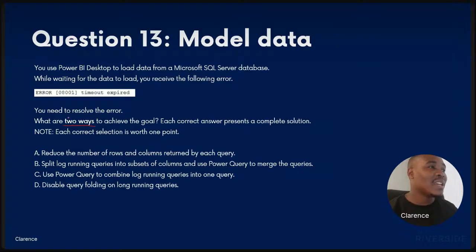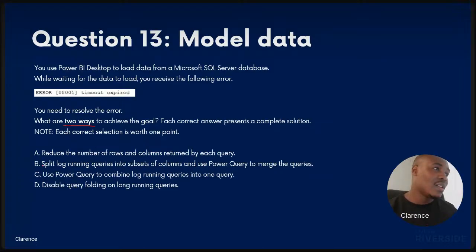Because here they say two ways to achieve the goal, so you need to select two. There are two answers here. So if you already have an idea, I would say just put the answers over there and we can speak about them. Cool. So in terms of the options that we have, we need to select two.